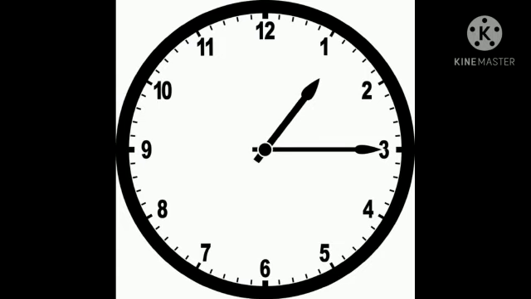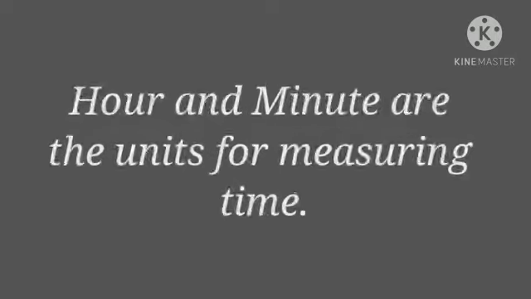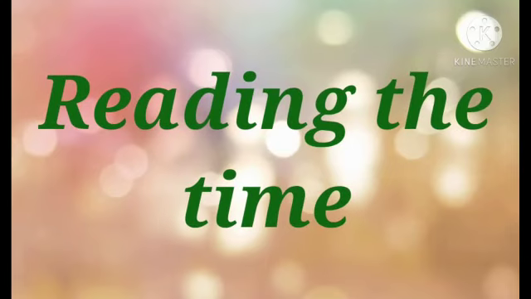The hour hand takes 60 minutes to go from one number to the next. So, 1 hour is equal to 60 minutes. So, we can say hour and minute are the units for measuring time. Now, let's see reading the time.